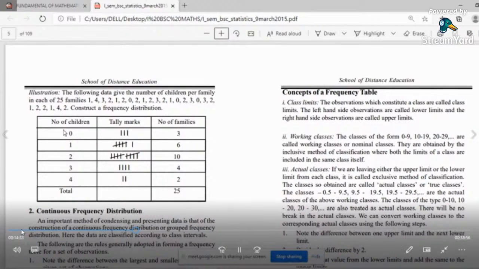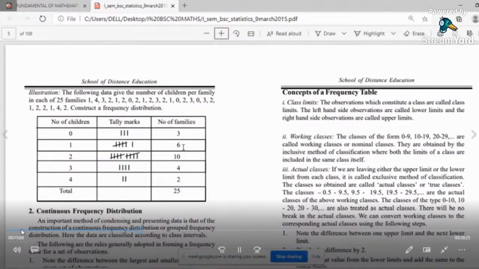So you can represent the number of children 0, 1, 2, 3, 4 here, and put tally marks. How many families have 0 children? 1, 2, 3. So 3 families. Let us put tally marks and the frequency is represented here. Similarly, how many families have 1 child? 1, 2, 3, 4, 5, 6. 6 tally marks we put and we represent 6 here.